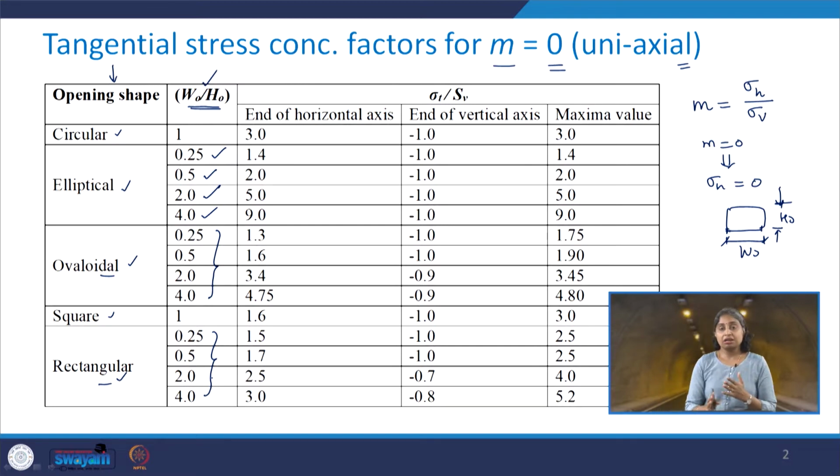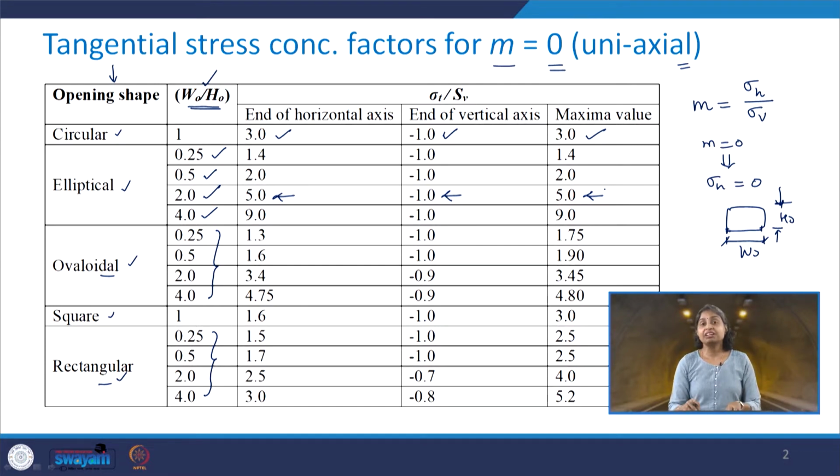So, the same thing has been presented here for the circular case. These values are 3 at the end of horizontal axis, minus 1 at the end of vertical axis, and the maxima value was equal to 3. Likewise, for the elliptical opening, say I consider W naught by H naught to be equal to 2, then at the end of the horizontal axis the stress concentration factor is 5, at the end of the vertical axis it is minus 1 and the maxima value is 5. Similarly, for other shapes it is given.